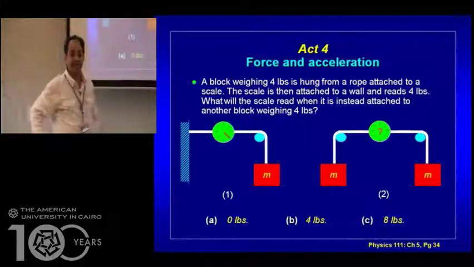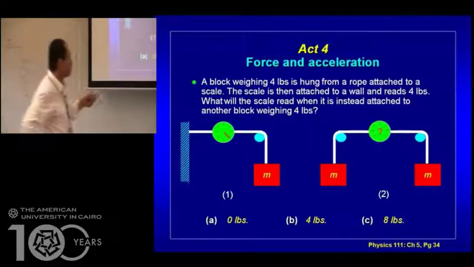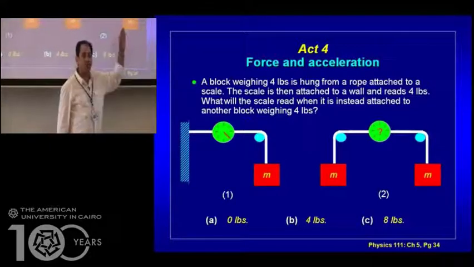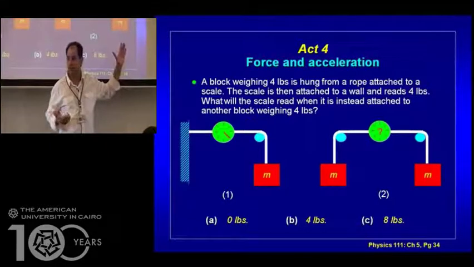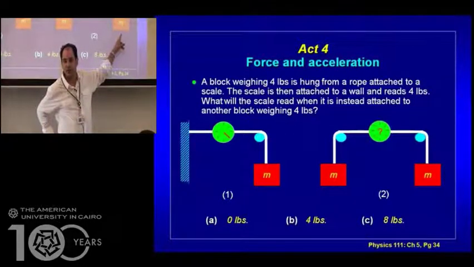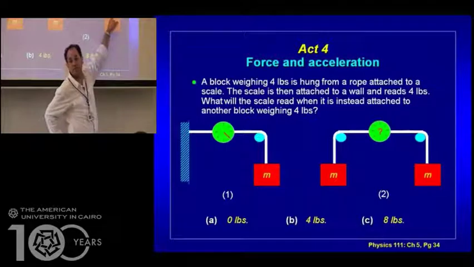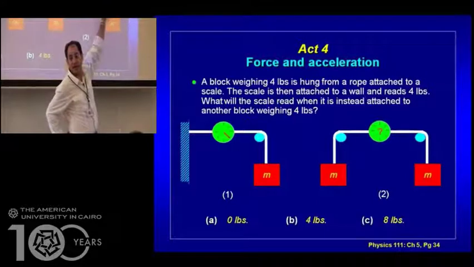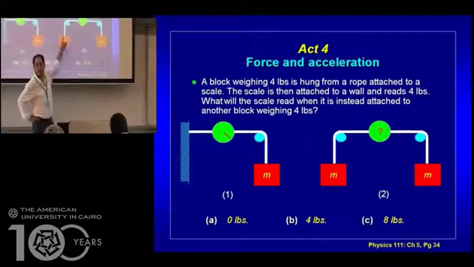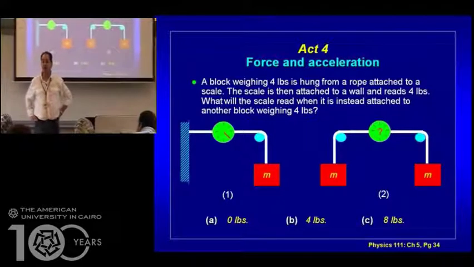That scale reads the tension. Now, we should focus on the tension. Draw the free body diagram. Be systematic. If we draw the free body diagram for this, what will be the tension? What will be the tension here? mg. Right? So what will be the tension here? mg. Now, here, if we draw the free body diagram, what will be the tension? mg. So the rope has a tension of mg.